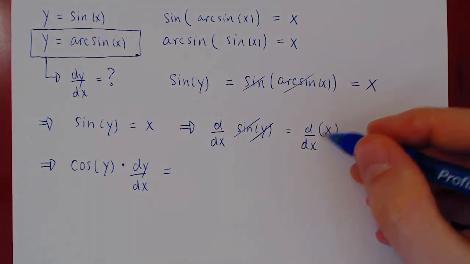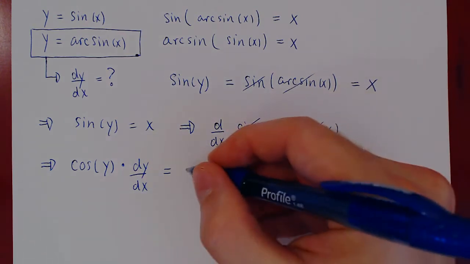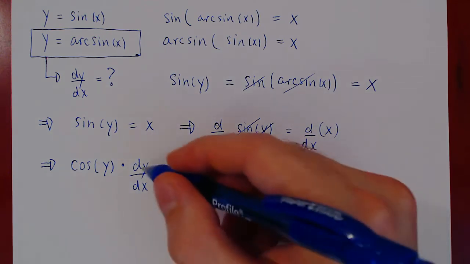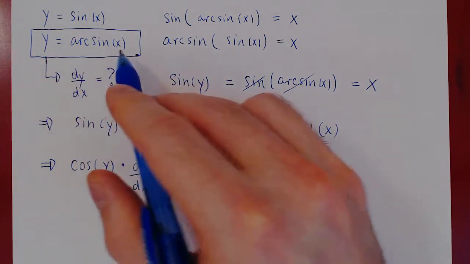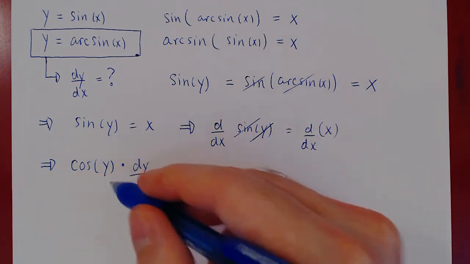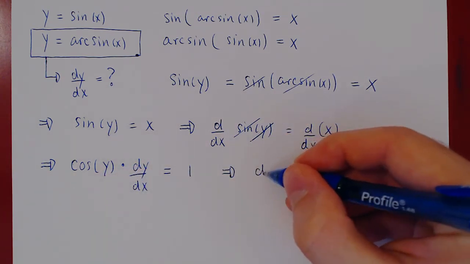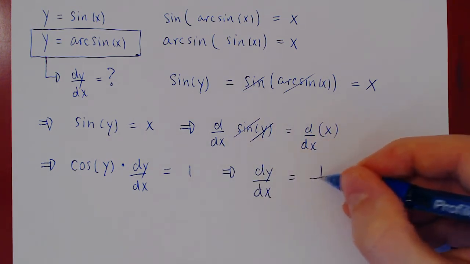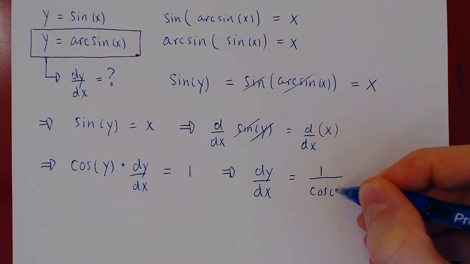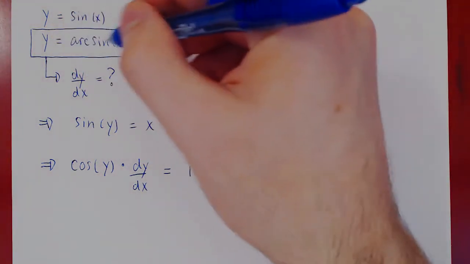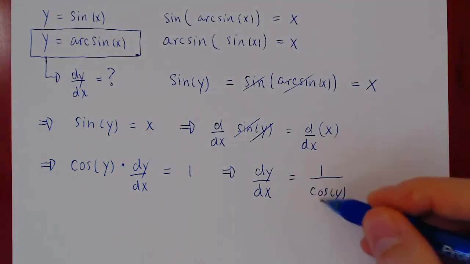And this equals the derivative of x with respect to x. Well, that's just equal to 1. And now we can isolate for dy over dx, the derivative of arc sine of x, by dividing across by cos of y. So dy over dx is equal to simply 1 over cos of y. So we had the derivative of arc sine of x, right? Y was arc sine of x, and the derivative is 1 over cos of y.